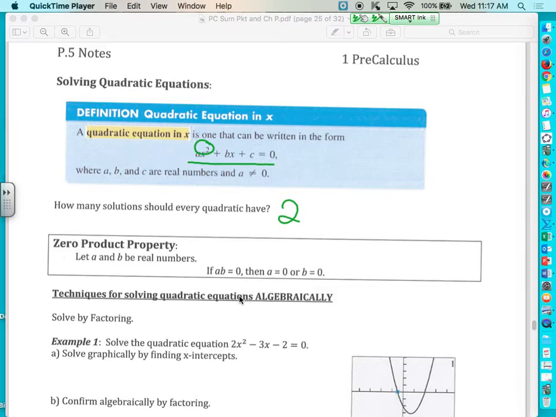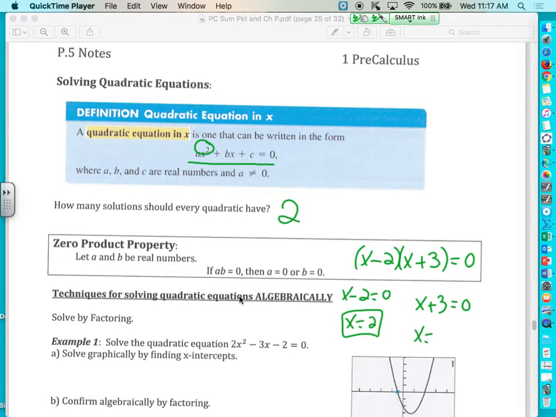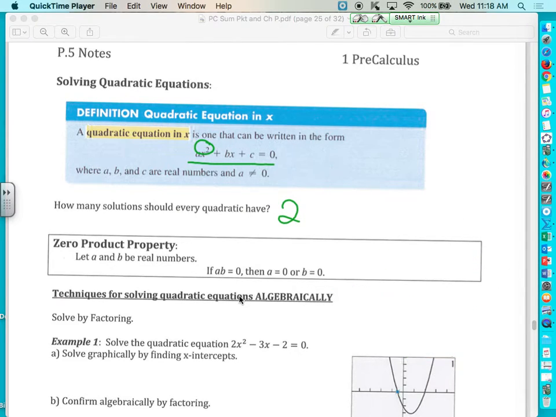Zero product property, we've used this some as well. That's if you're multiplying two factors together and you get 0. That means in order for these two to multiply together and give you 0, either that first factor is 0 or that second factor is 0. And the two x values where that would occur would be when x is positive 2 or negative 3. So with the zero product property, you can only set it equal to 0. It can't be equal to some other random value.